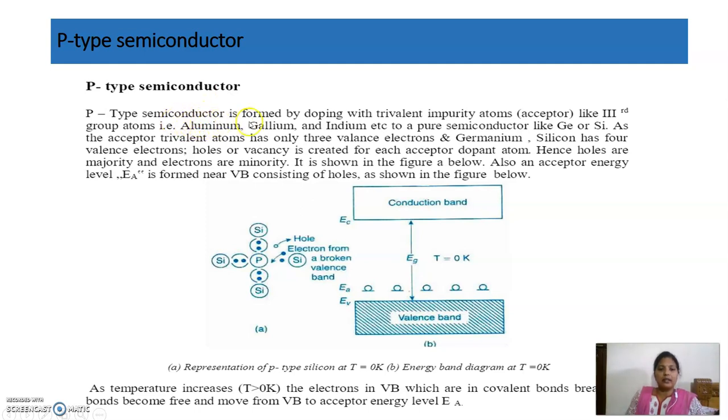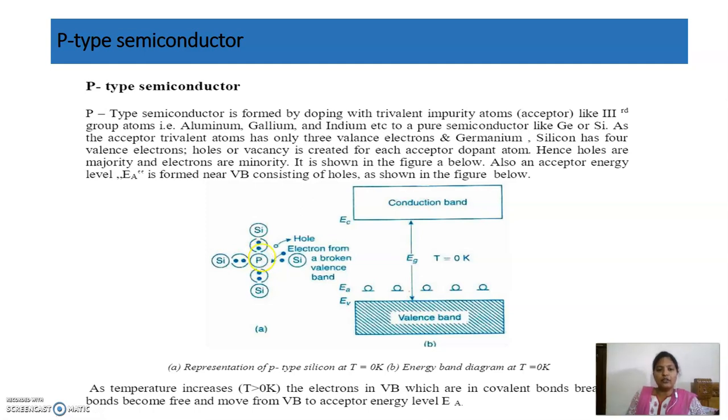A p-type semiconductor is formed by doping of a trivalent impurity atom like aluminium, gallium and indium. A trivalent impurity atom is doped into a pure semiconductor like silicon and germanium. Aluminium and gallium have 3 valence electrons, whereas the pure semiconductors like germanium and silicon have 4 valence electrons. If you see the structure here, the aluminium or gallium has 3 valence electrons, whereas silicon has 4 valence electrons.